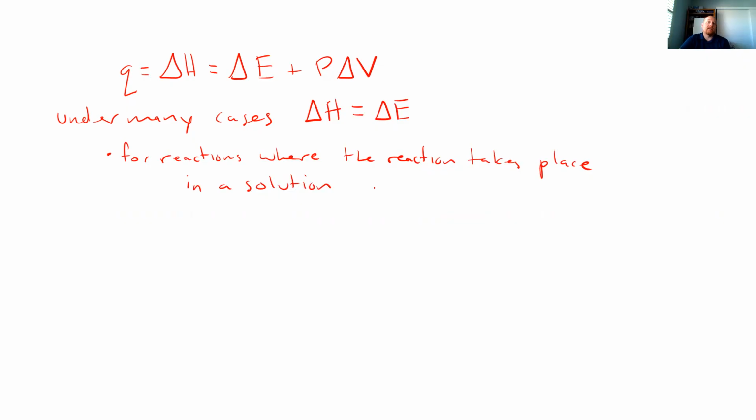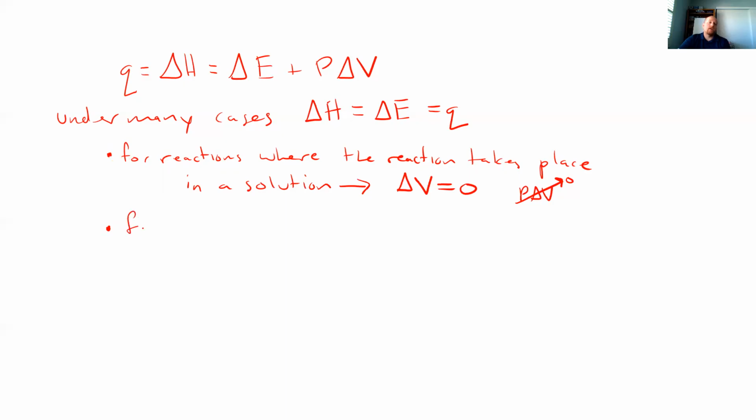The reason for that is if I have a reaction that takes place in solution, the delta V for that system is going to equal 0. Therefore, the P delta V term goes to 0. So when we think about a reaction in solution, the energy change of that reaction is going to be the same as the enthalpy change, which is the same as the heat. That's a big one. That's one that's really common. In Chapter 4, we looked at aqueous reactions, and so we're going to run into those quite a bit.